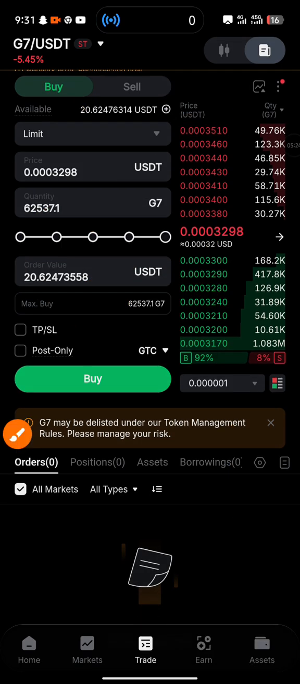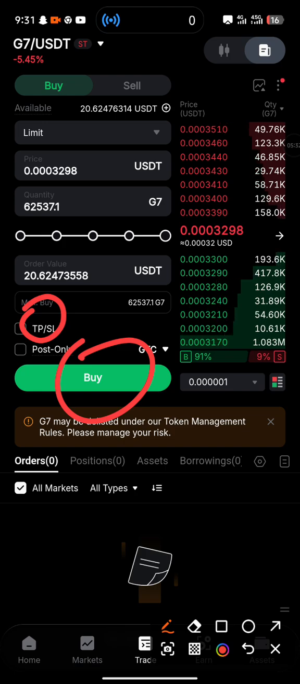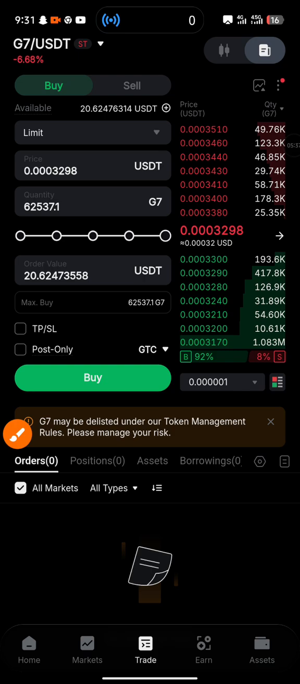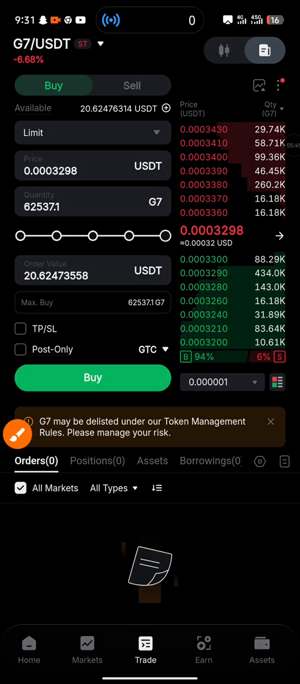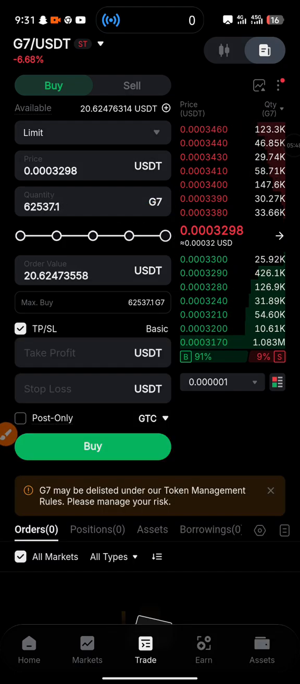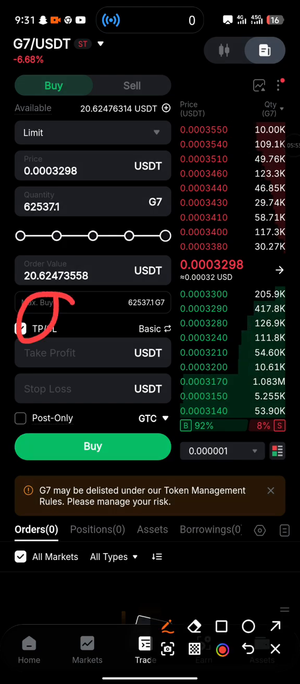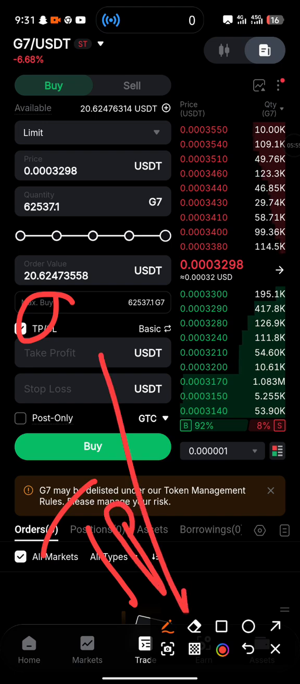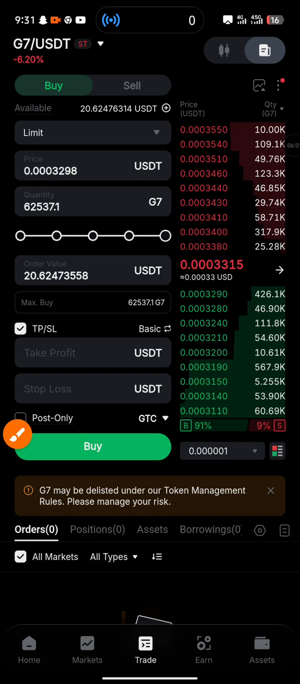So from there, you're going to click on buy, but you will not just click on buy. You have to set your stop loss and your take profit. Let's say this is the particular price of the coin currently, and I'm using my whole capital to buy. I'm going to click on this box to tick it, the TP/SL. Okay, so I'll enter this place.